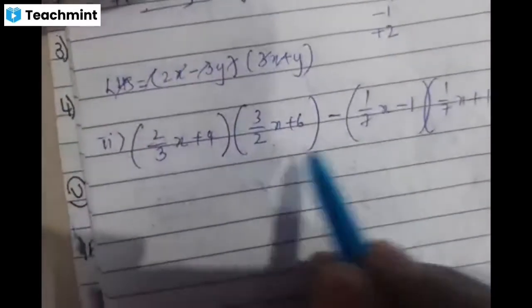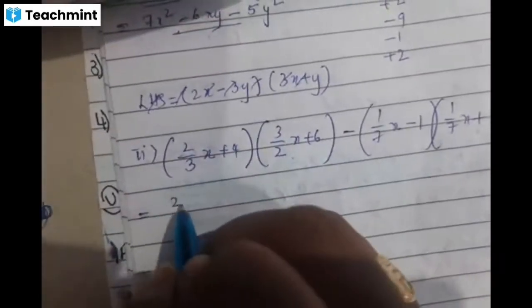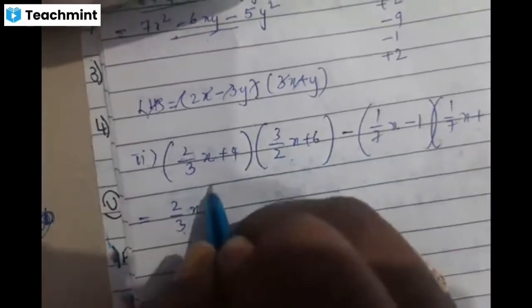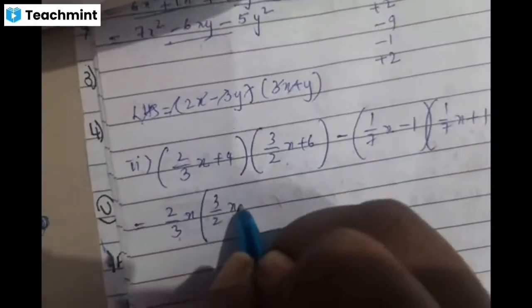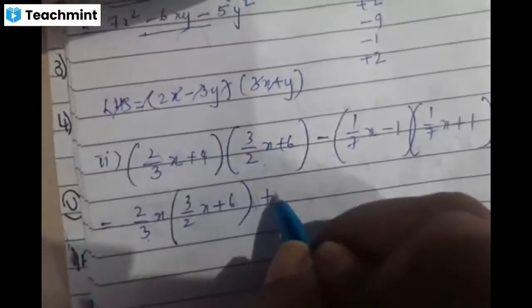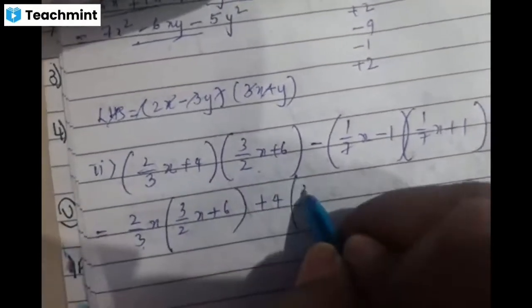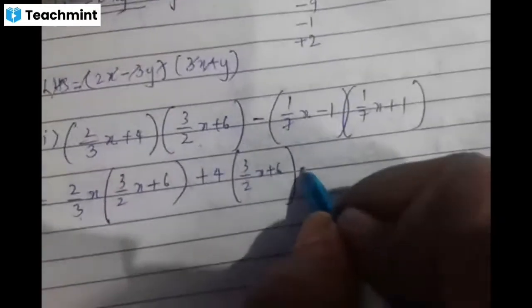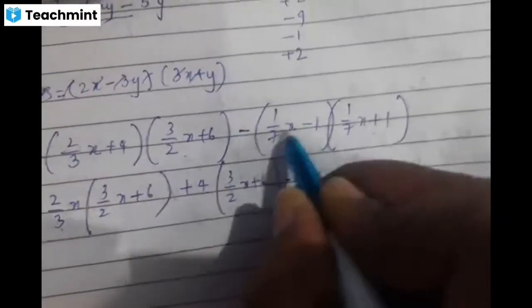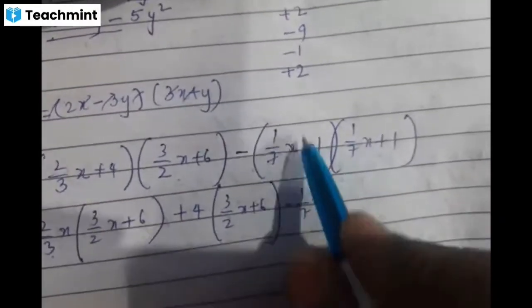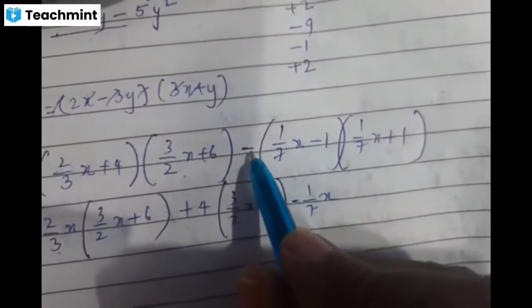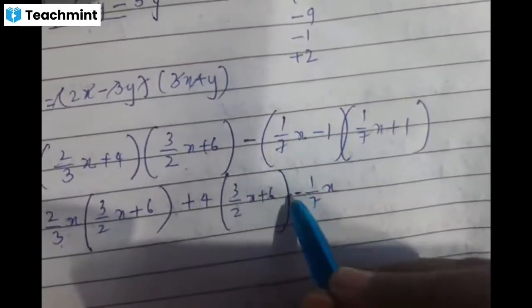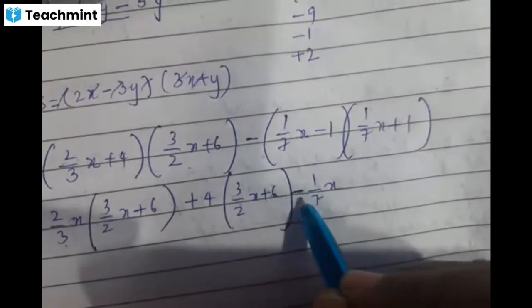We have got two pairs of binomials. First term in the first bracket into the complete second bracket. Then the second term, which is 4, into the complete second bracket. Then you have the next pair of binomials. First term, and outside you have a minus sign, children. Don't forget it. Don't neglect it. You have to keep it.